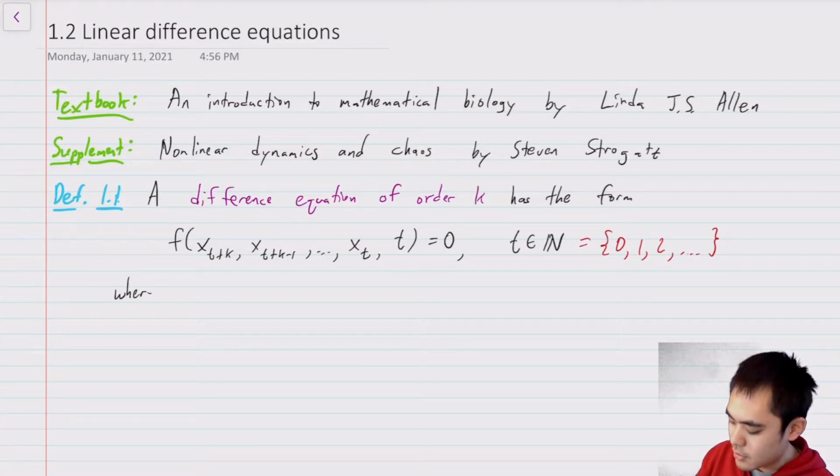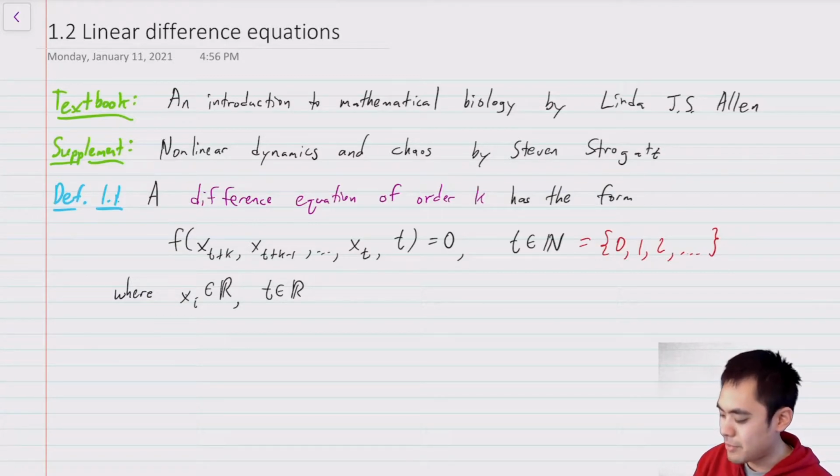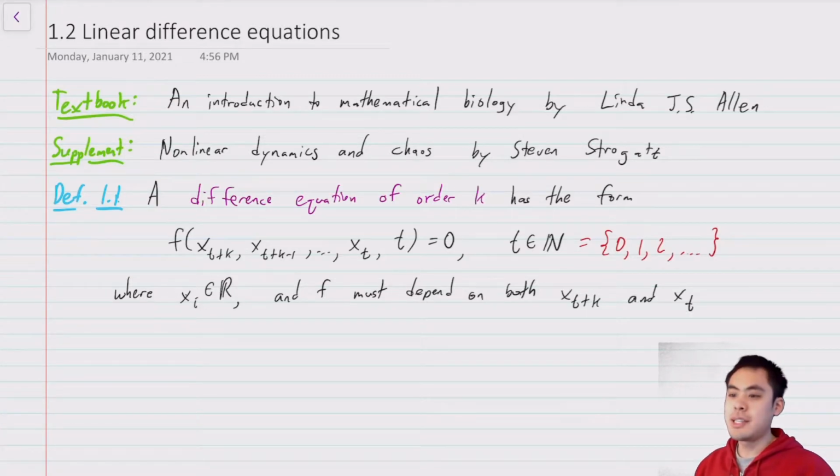Where each of our state variables, which we're going to call the x sub i's, are all in the reals. t is a real number. Well, it's obviously a real number because it's a natural number. And f must depend on both x sub t plus k and x sub t. Now, if f doesn't actually depend on both x sub t plus k and x sub t, it's still a difference equation. It just isn't necessarily of order k anymore.